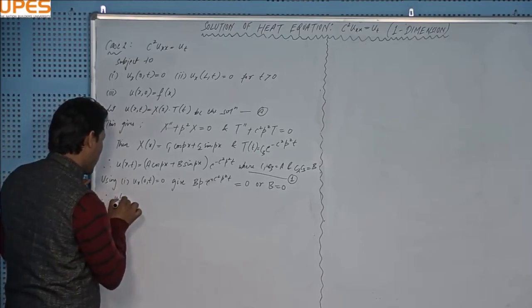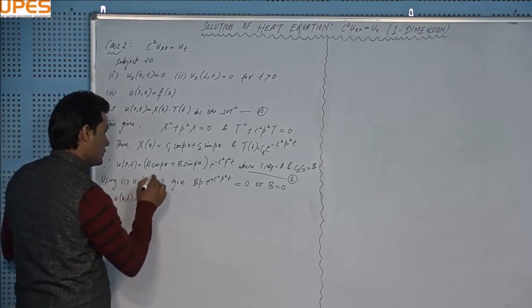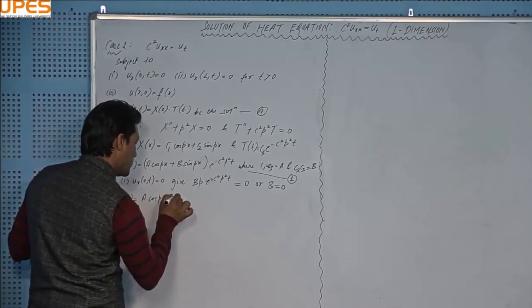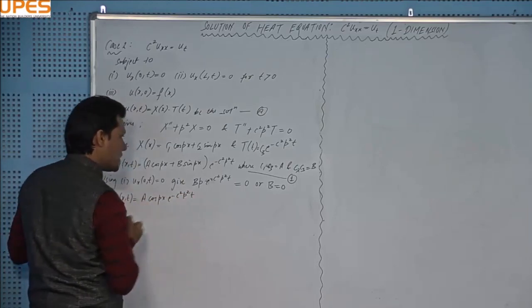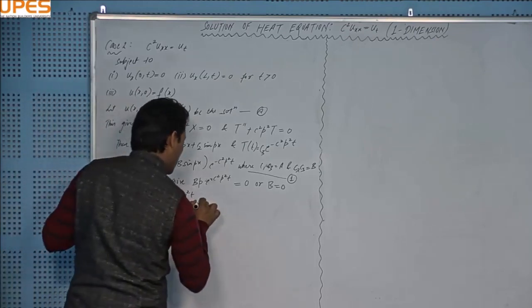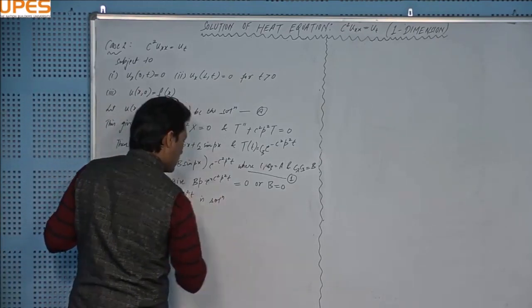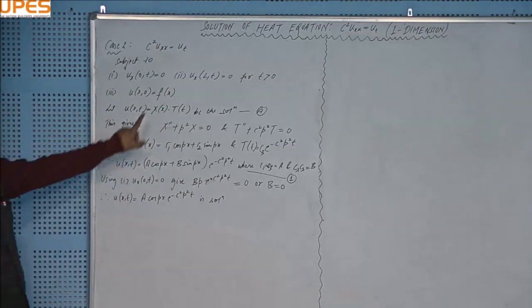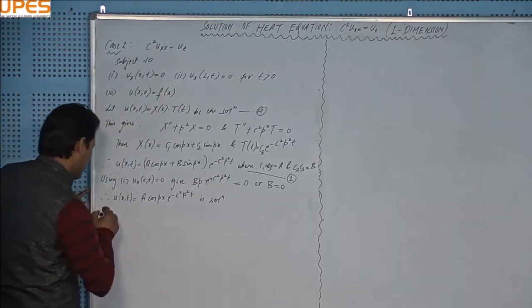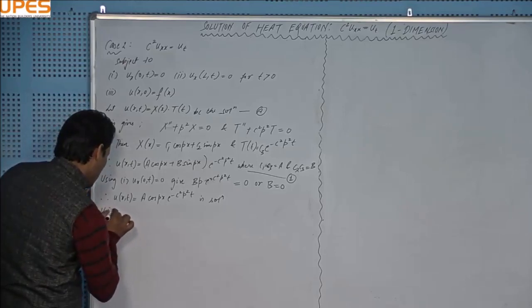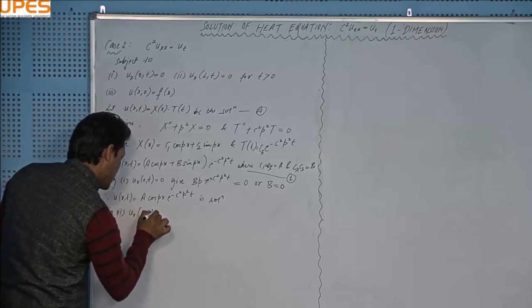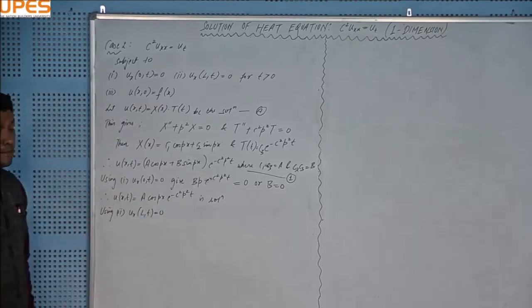Therefore, u(x, t) equal to A times cos px e to the power minus c square p square t is the refined solution with the lesser number of constants, right? Now on imposing condition number 2, using the second condition, that is u_x(L, t) equal to 0, right?